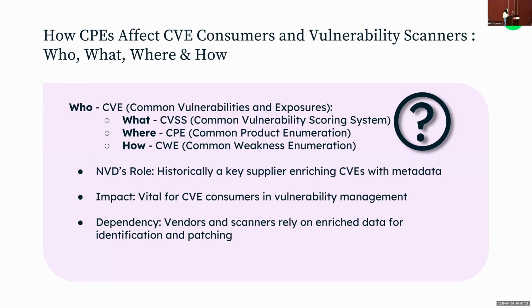Next, we have the what. This represents the CVSS score, and it tells us the severity of the vulnerability, providing a quantitative measure to allow you to assess its impact. And then we have the where. This is the CPE indicating the affected product and version. So it helps you pinpoint exactly where the vulnerability exists in a system. And then finally, how. This is captured by the CWE, Common Weakness Enumeration, and it describes a weakness that led to the vulnerability. So a lot of people actually depend on this data.